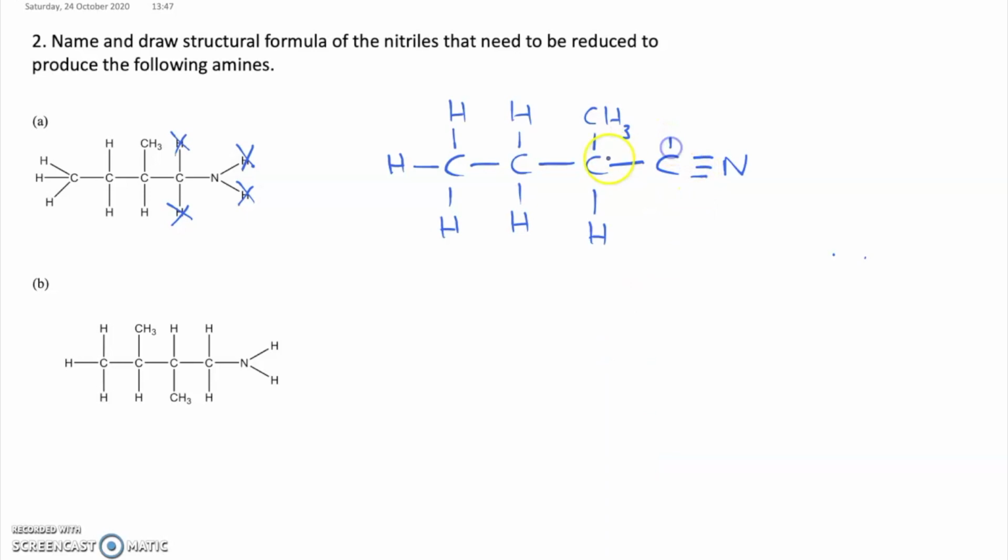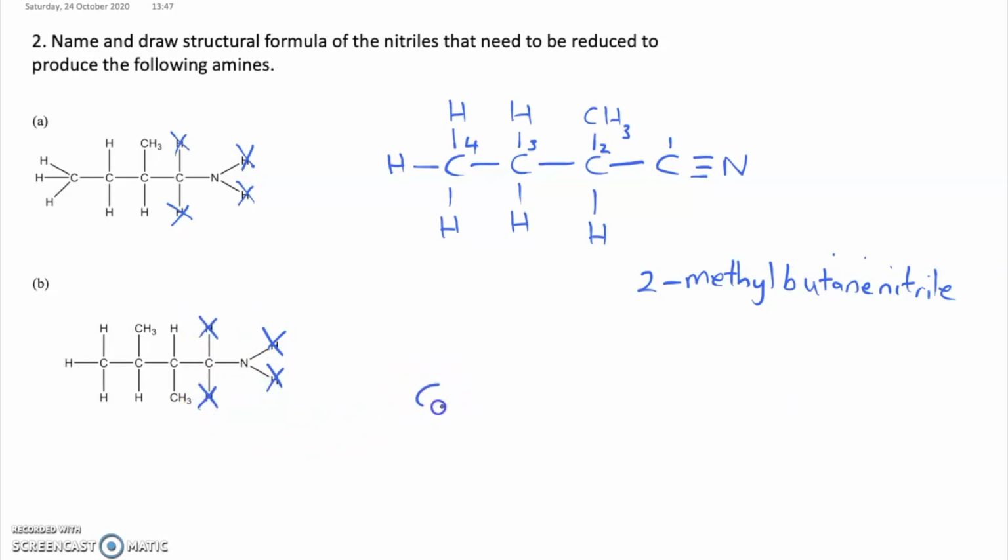Now when naming a nitrile, we number the carbons, and carbon 1 is the CN, so this is called 2-methylbutane nitrile. This nitrile is called 2-methylbutane nitrile because the longest carbon chain containing the CN group is 4 carbons long. That's why it's butane nitrile, and there's a methyl group on the second carbon.